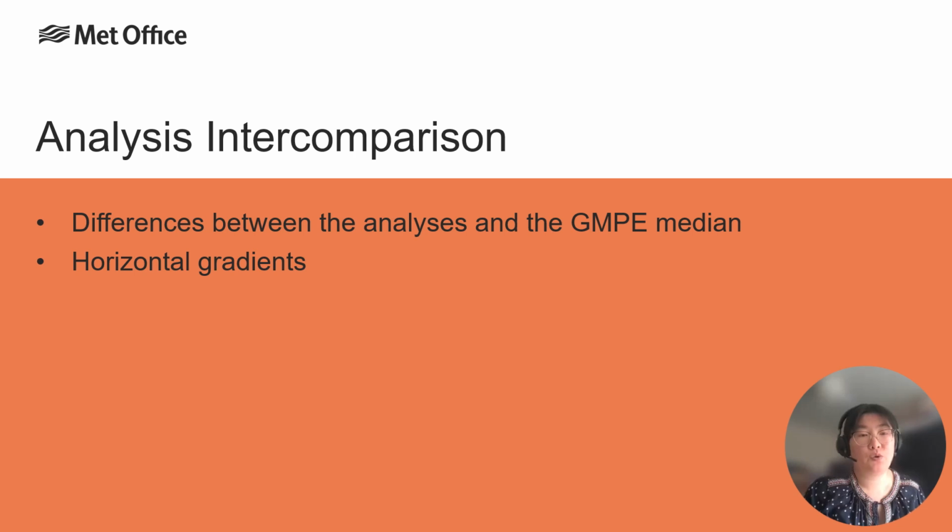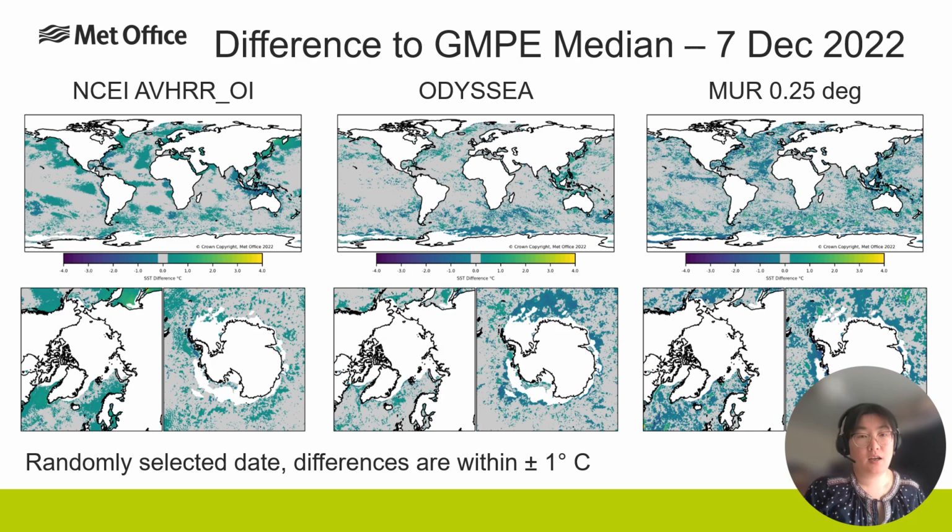The first section will look into the anomaly to GMPE medium and the horizontal gradients. The first results I'm showing here are from the winter trial, a randomly selected date of the 7th of December 2022. From left to right, there's NCEI AVHRR OI, ODYSSEA, and the MER 0.25 degree. The pattern indicates the difference of each of the analyses to GMPE medium. So the darker blue indicates colder bias, and the warmer color indicates warmer bias.